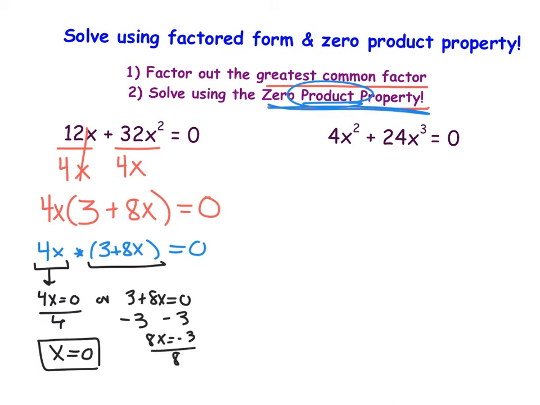Then I divide by 8. So I find my other x value to be equal to negative 3/8.